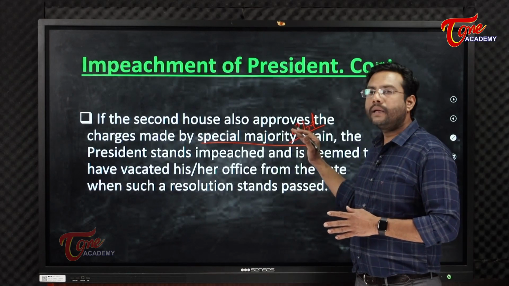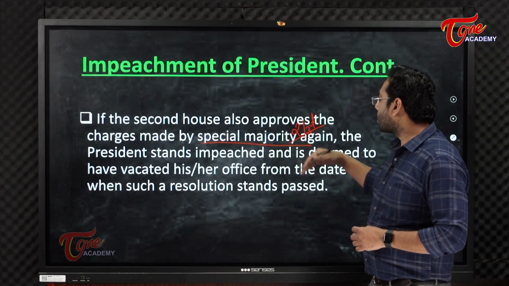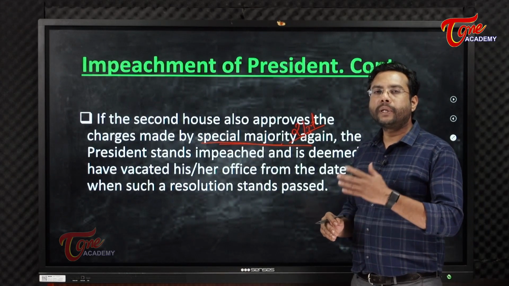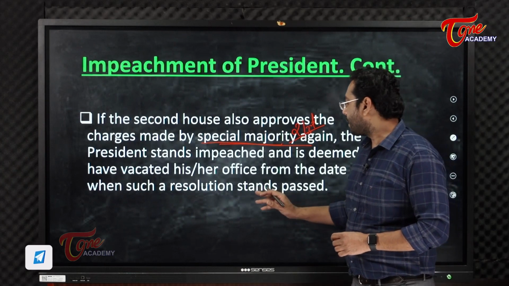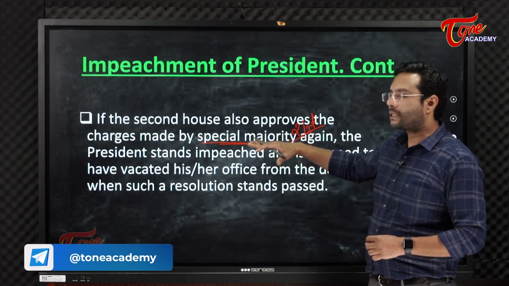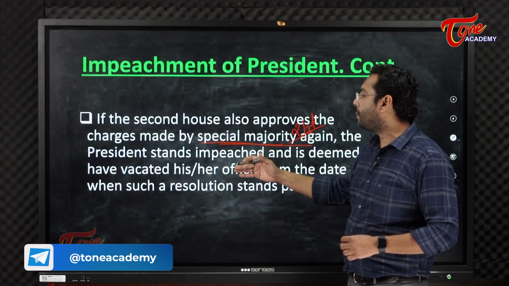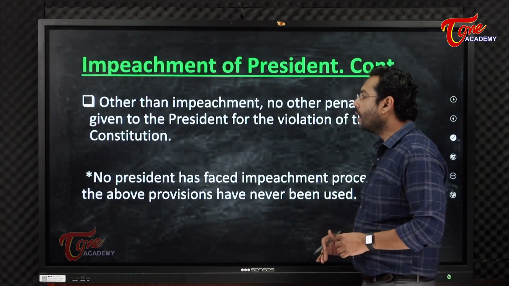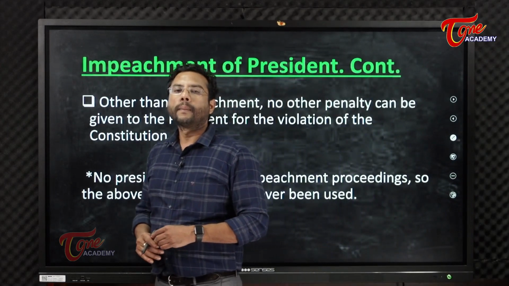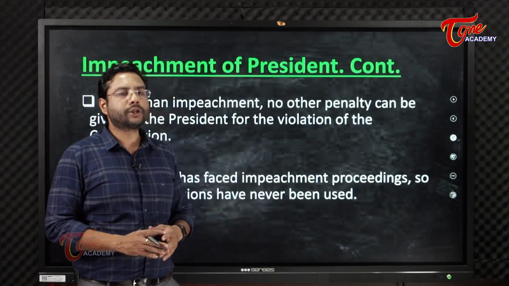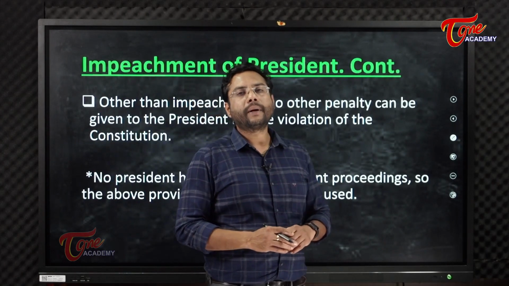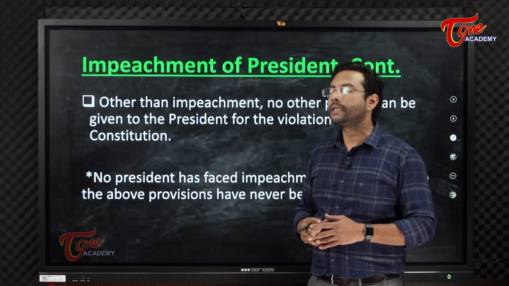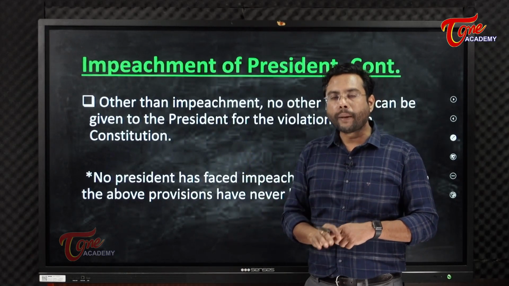Then if the bill is not passed with this special majority, the impeachment procedure would be halted there. But if the second house also passes the impeachment bill with the special majority, then the president is impeached. So for the removal of the president, we haven't used the process of impeachment, but it is very complex, and there is no other process other than impeachment to remove the president.